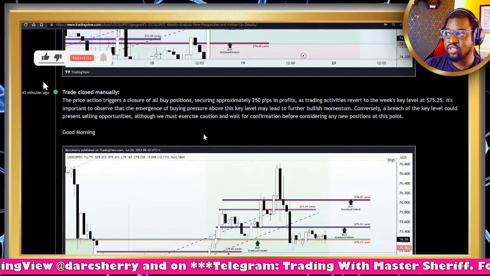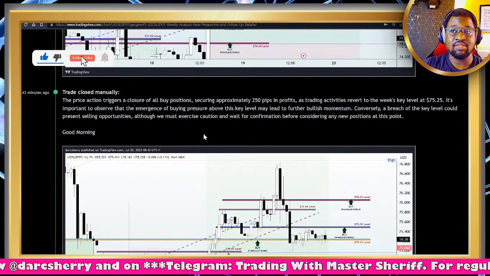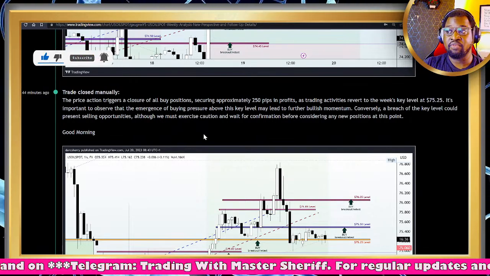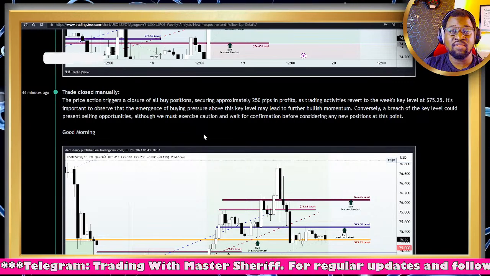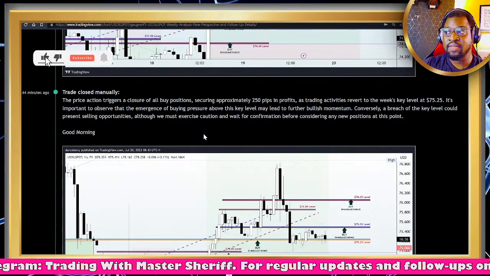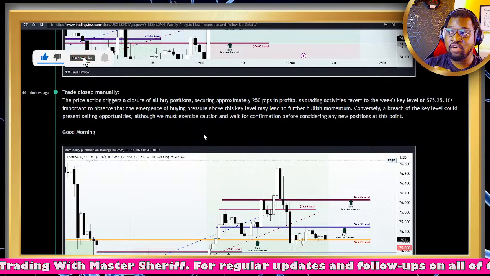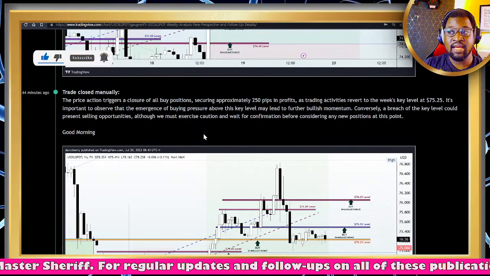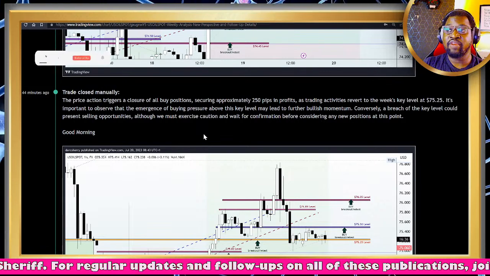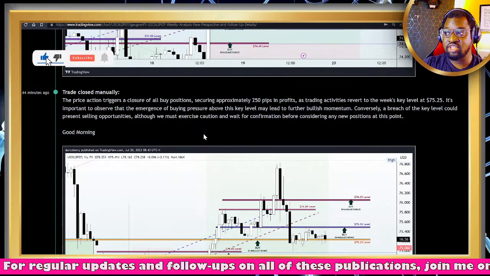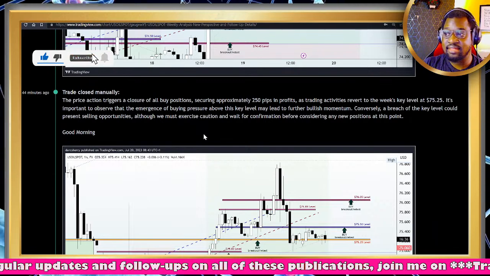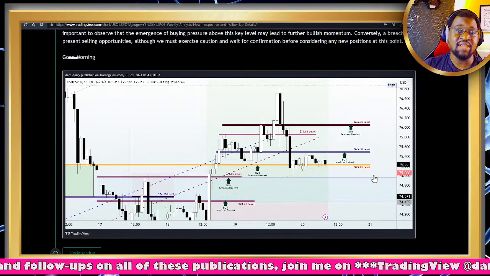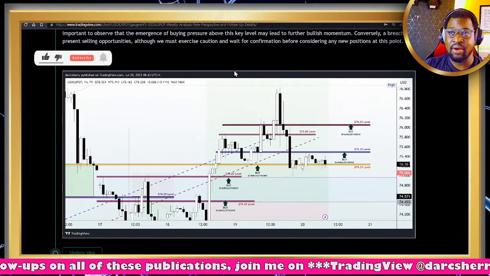So I went on to say that it's important to observe that the emergence of buying pressure above this key level may lead to further bullish momentum. Conversely, a breach of the key level could present a selling opportunity, although we must exercise caution and wait for confirmation before considering any new position at this point. So this is where we were this morning in my commentary, and price action still remains around that area.